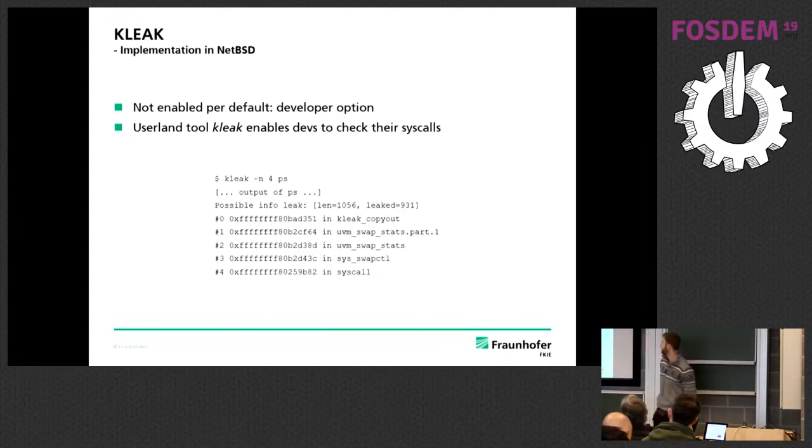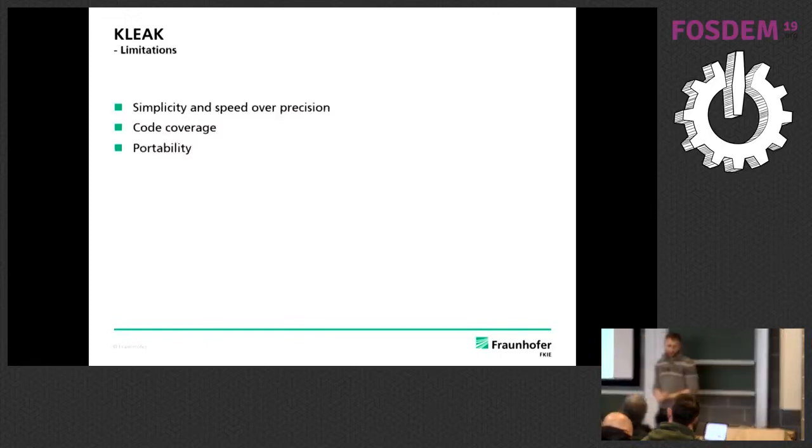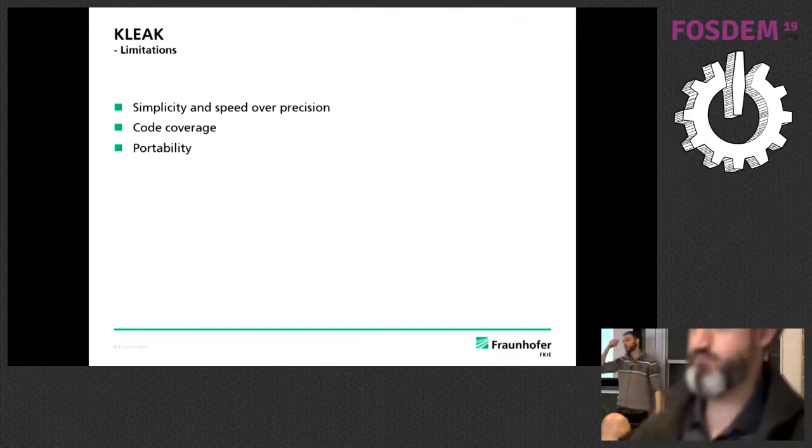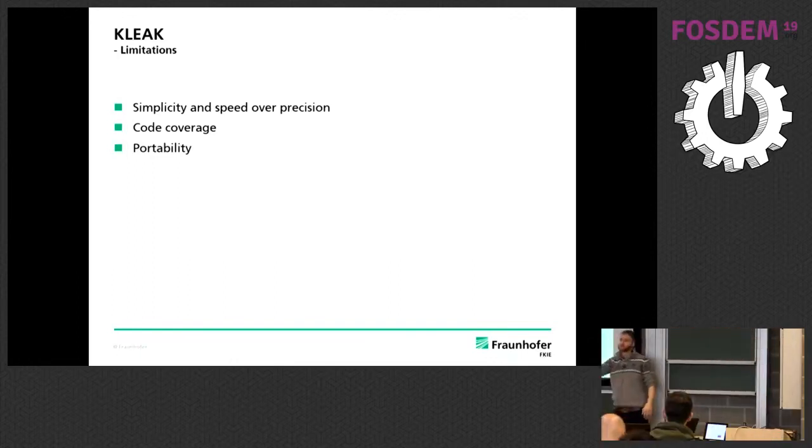So I think this was the biggest one that we found. So that's quite a lot. So quickly about the limitations. Well, one limitation is simplicity and speed over precision. We are not that precise because we don't have this super sophisticated chain tracking where we track the bytes through every operation in the kernel. We rather let them travel through the kernel, check at the end, and that's it.